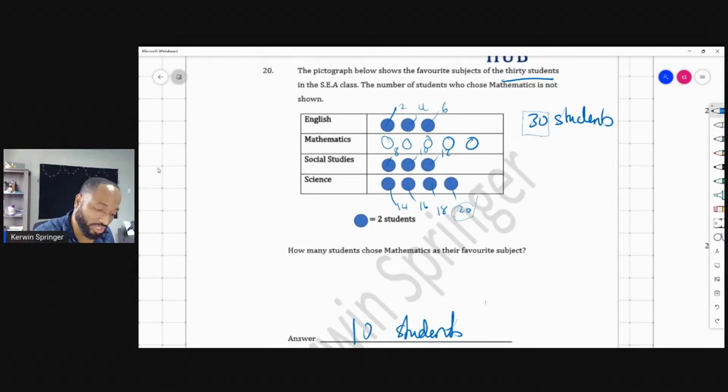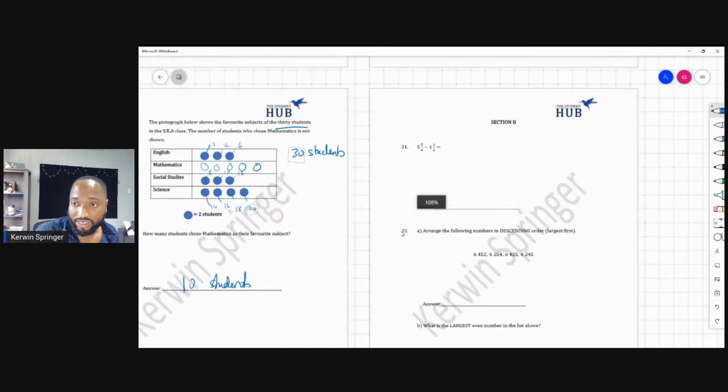I'm sure a student might overthink and write 5. I was thinking to just keep going and write 5, but the question was asking how many students. So we can't put our own answer. We need to put what they want. And the answer is 10 students. Although there are only 5 circles to represent, there will be 10 students.